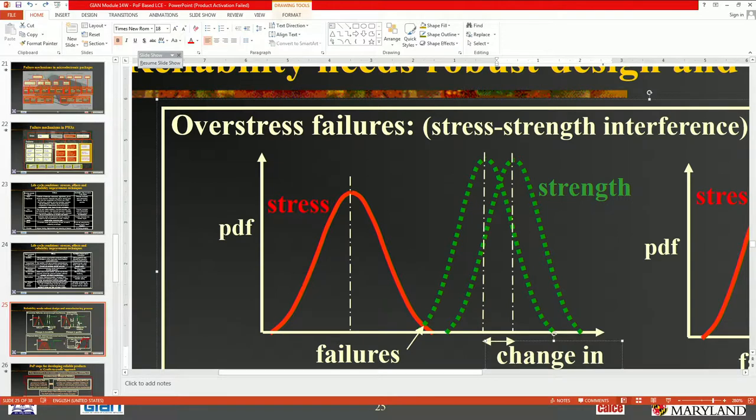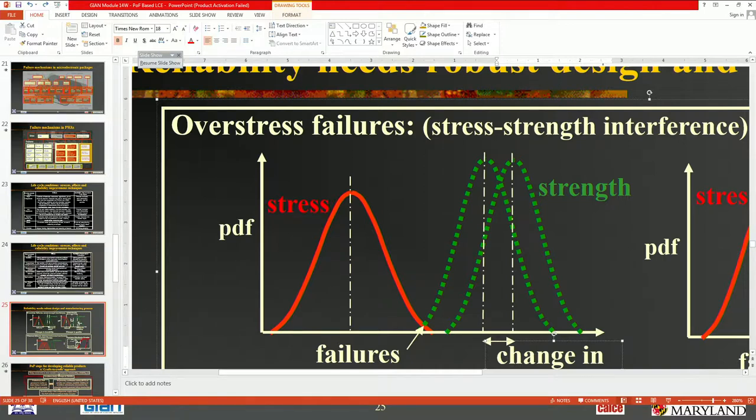And I'm using that word stress and strength generically. For example, if it's electrical stresses, maybe I need to worry about dielectric strength and voltage gradient. Those could be my stress and strength. If it's mechanical, it's just mechanical strength and mechanical stress. Okay. So if it's thermal, it could be the melt temperature of the material or phase transition, glass transition temperature of the material, and the temperature that it's going to be exposed to. So that's what I mean by stress and strength.